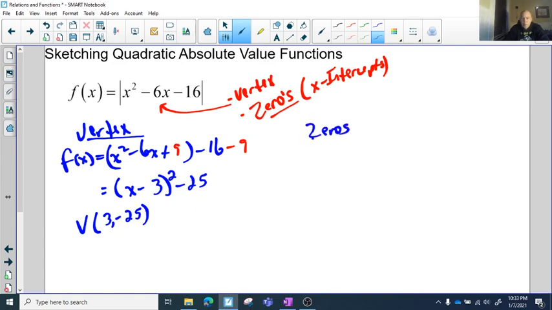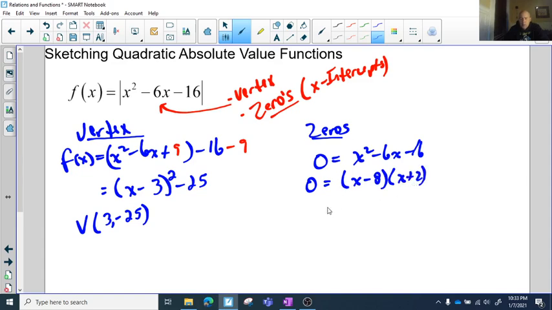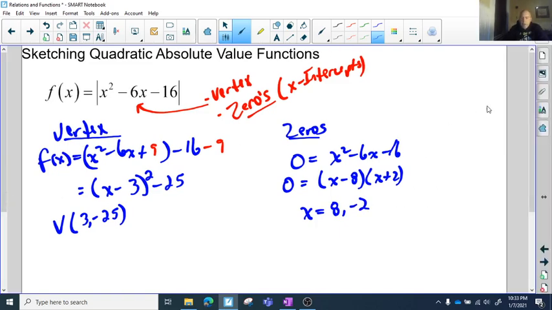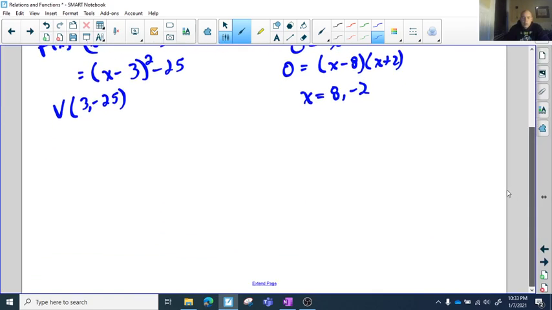Zeros are found by replacing y, or the left side here, with 0 = x² − 6x − 16. Now this may factor or it may not factor. This one will factor. If it didn't factor, we would draw upon the quadratic formula to solve this. So to factor this, we're going to go (x − 8)(x + 2), giving me the zeros at 8 and −2. All right, so we're going to put this all together now and see what I've got so far.